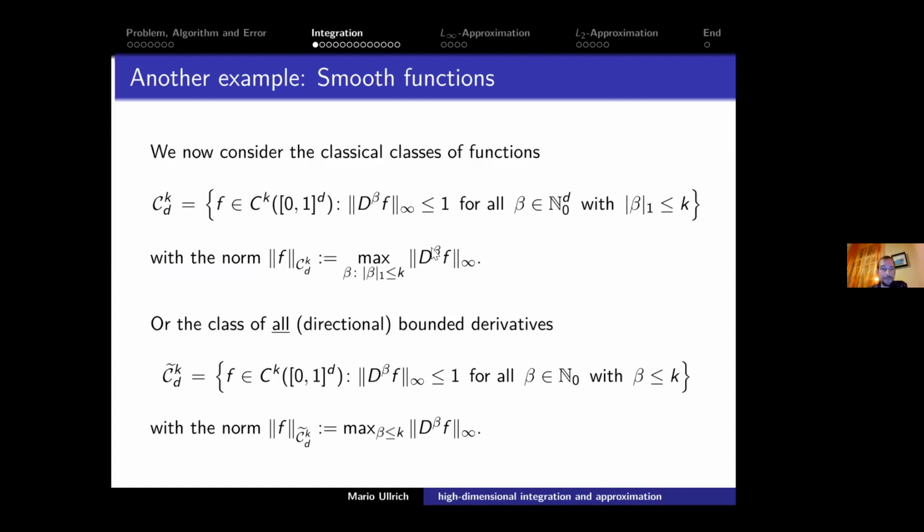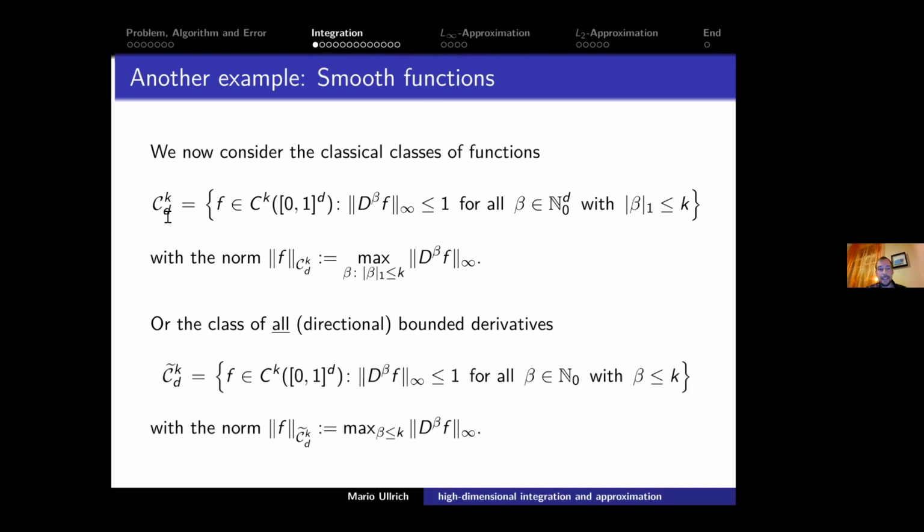One class here, together with this norm, is the maximum of all these derivatives. Maybe we do not agree that partial derivatives are important, and I don't agree in every case, so you might also consider all directional derivatives bounded. Here I consider d beta as the multilinear mapping, so they really are directional derivatives of order k at most. For the next, say, 15 slides, just mind these notations.